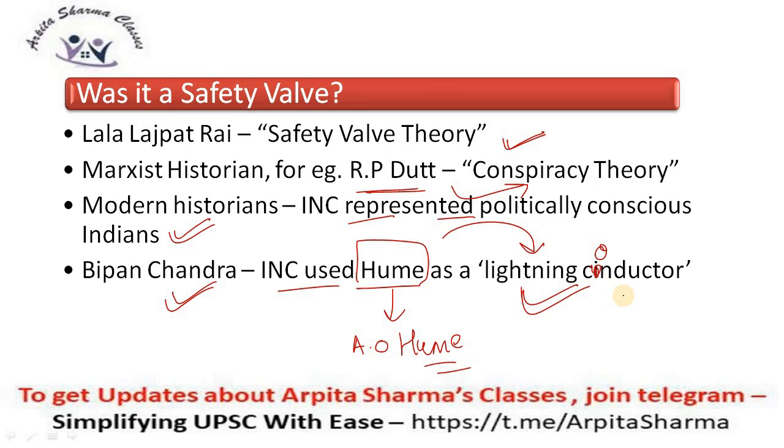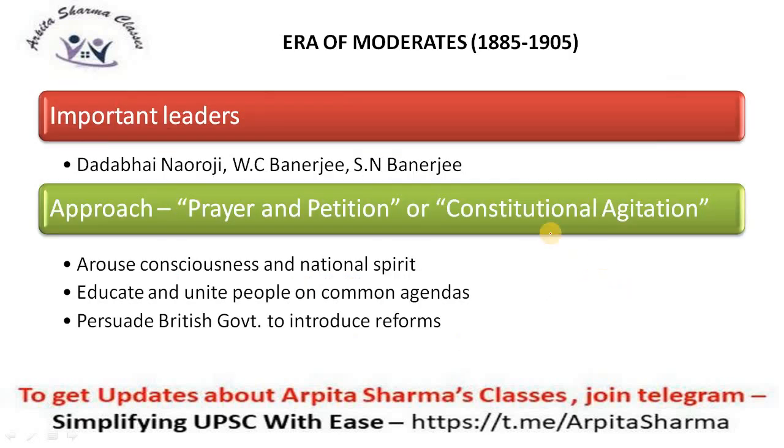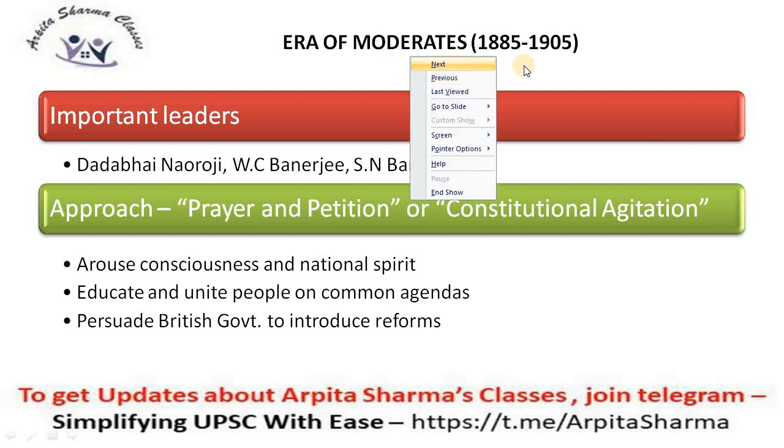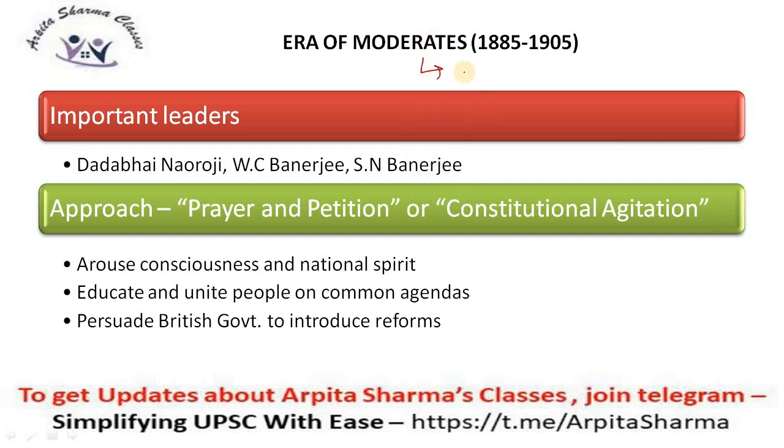Hume was basically used by the INC or the people of INC. Now, two eras you will see in the Indian National Congress. One will be the era of moderates, which we will be discussing right now, and the other will be the era of extremists. Who will be extremists? We will discuss it later on. So, the era of moderates we will discuss.